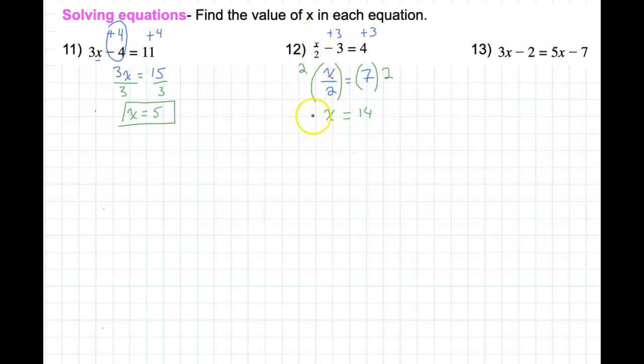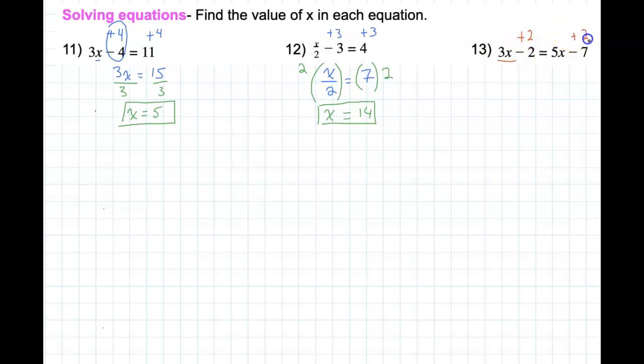And we can check that again. 14 divided by 2 is 7. 7 minus 3 is 4. Good. All right, the next one's a little trickier because we've got to collect the terms on both sides. So I need to, first of all, I could undo this subtraction to get this x here by itself, 3x. So I can add 2 to both sides.